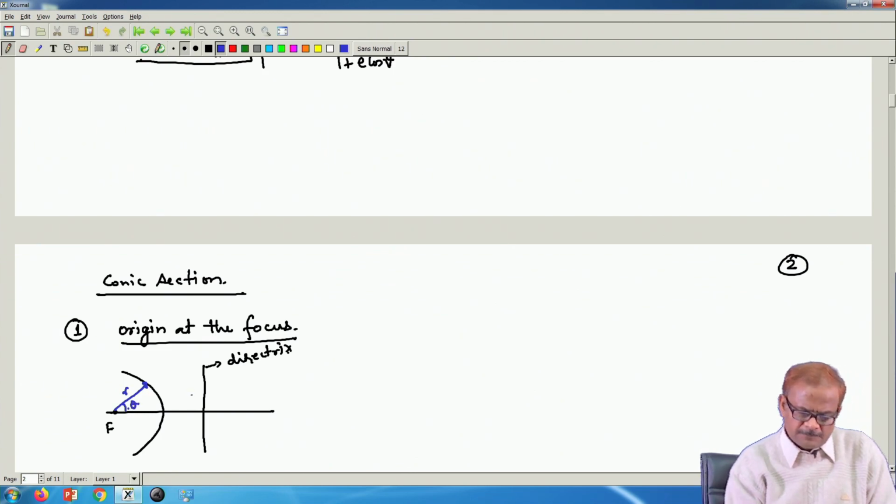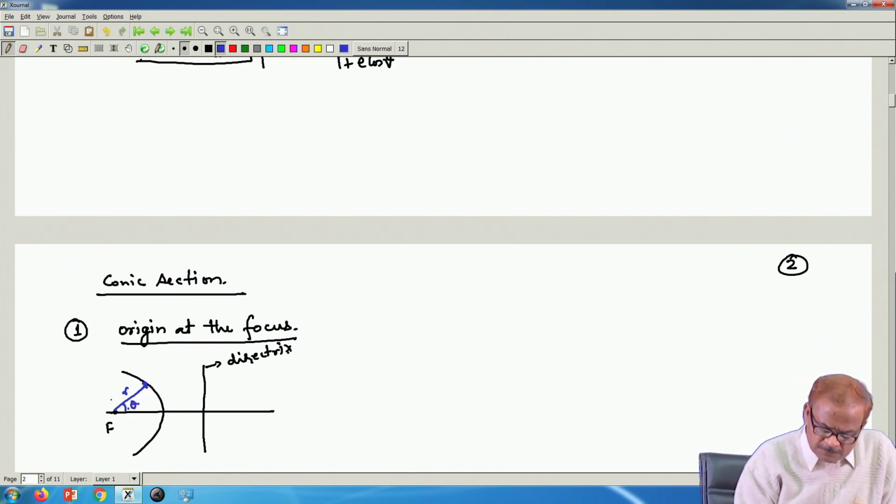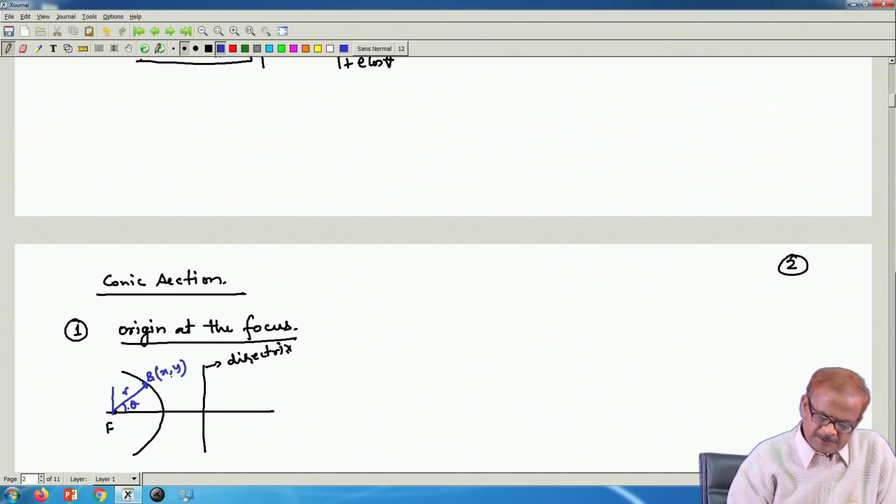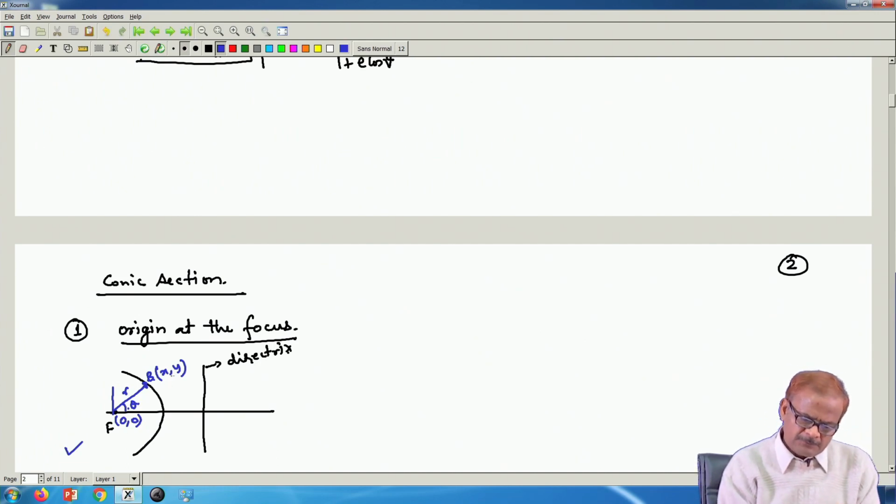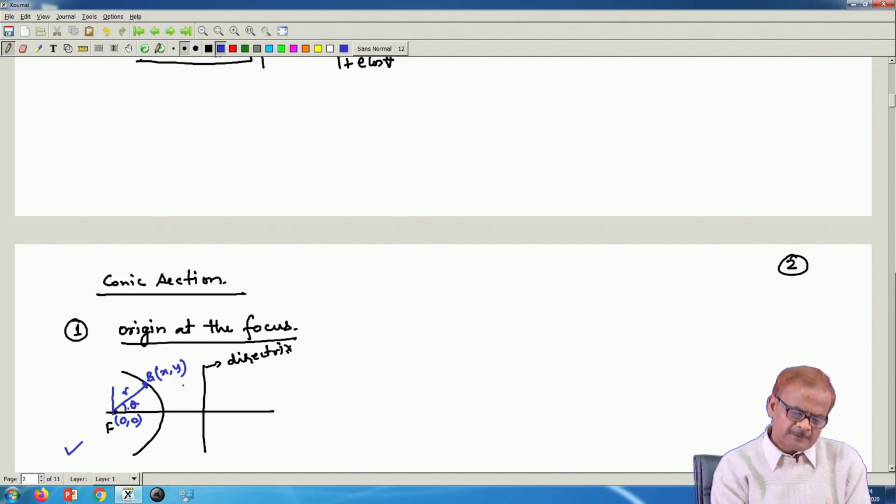So, taking focus at this point, and let us say this point we have earlier chosen as B. So, we will write this as B (x, y), and this point we can show as (0, 0). So, this is in a plane. Here we have shown this figure in a plane, and therefore, only in terms of x y coordinates.